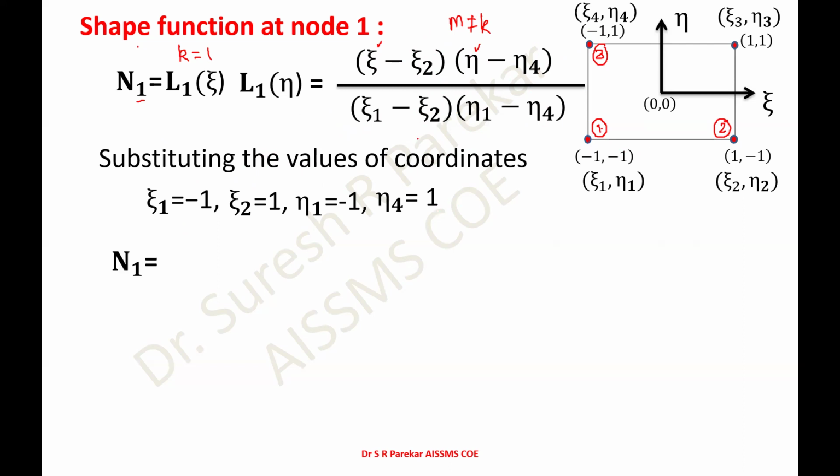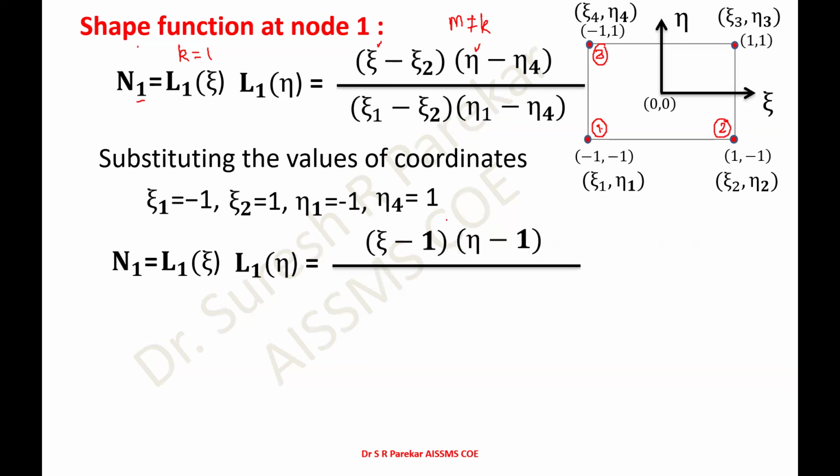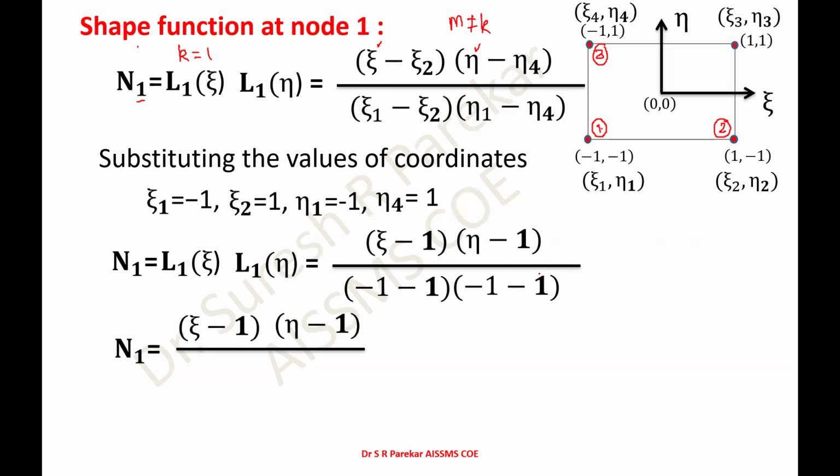Now we will substitute these values, and from this we get zeta minus zeta 2. Zeta 2 is 1, so we have zeta minus 1 and eta minus 1. Both are 1, 1, so that will be minus 1, minus 1. Then below we have zeta 1 minus zeta 2: zeta 1 is minus 1, zeta 2 is 1, so minus 1, minus 1. Eta 1 is minus 1, eta 4 is 1, so minus 1, minus 1. From this we get N1 as zeta minus 1, eta minus 1, over minus 2, minus 2. The denominator becomes plus.